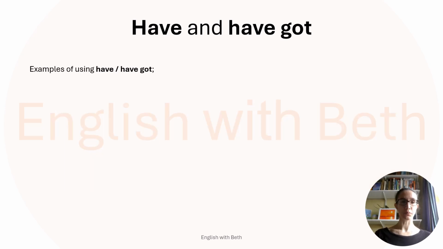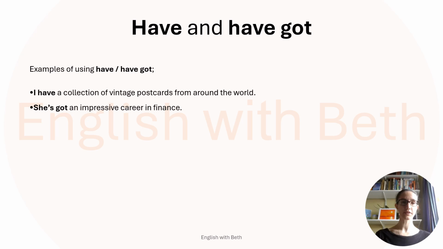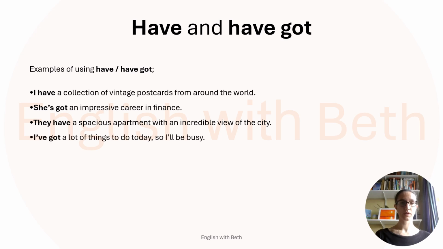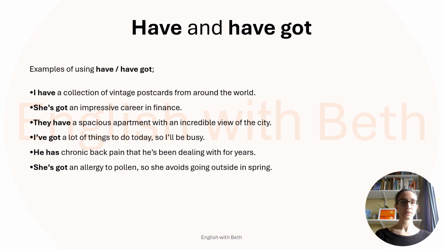Here are some more examples of using have and have got, just so you can get used to hearing that construction. I have a collection of vintage postcards from around the world. She's got an impressive career in finance. They have a spacious apartment with an incredible view of the city. I've got a lot of things to do today, so I'll be busy. He has chronic back pain that he's been dealing with for years. She's got an allergy to pollen, so she avoids going outside in spring.